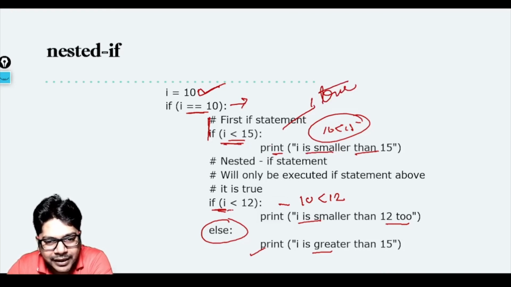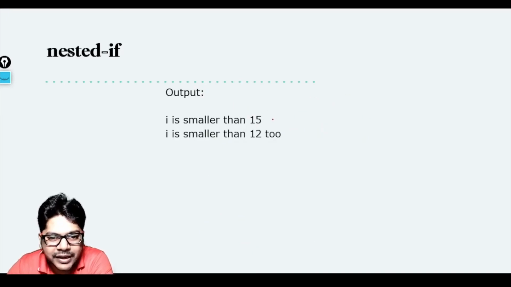Then it is coming here. Is 10 less than 12? Yes, the condition is true. So it will give "I is smaller than 12 too". So you see, we are getting two messages: "I is smaller than 15" and "I is smaller than 12 too".